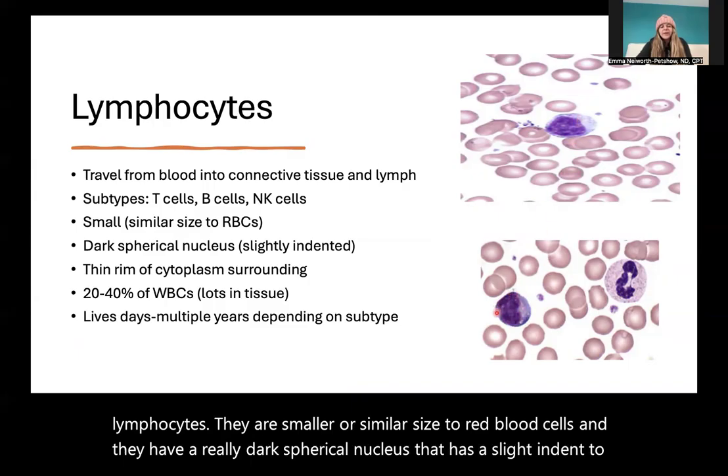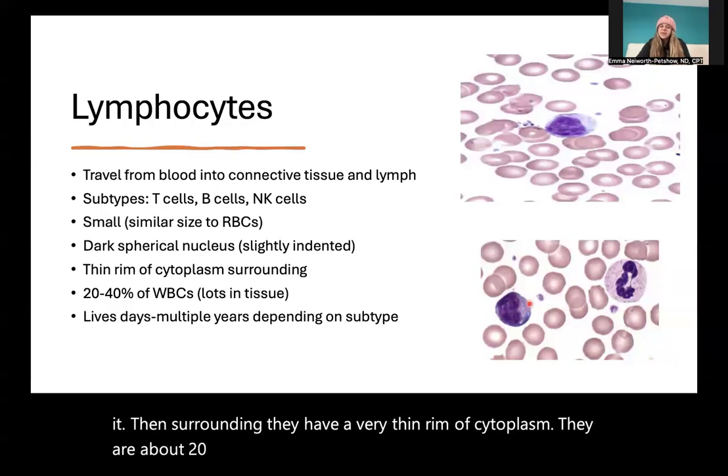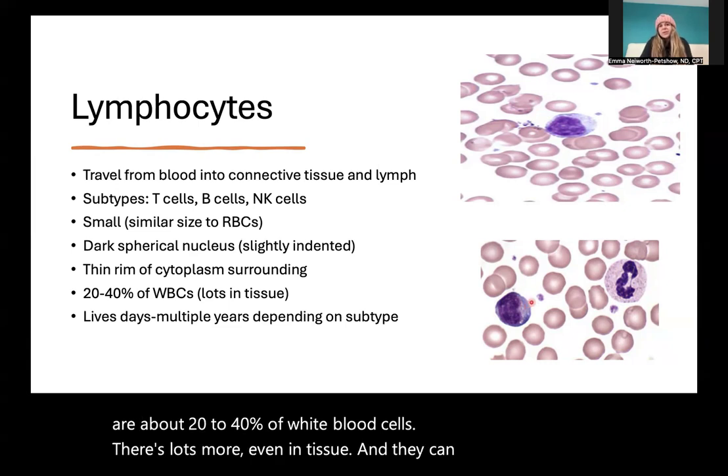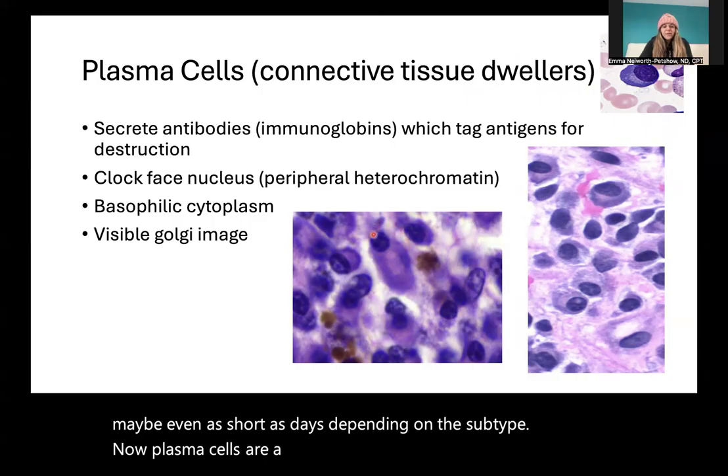Then surrounding, they have a very thin rim of cytoplasm. They are about 20 to 40% of white blood cells. There's lots more even in tissue, and they can live up to years, but maybe even as short as days, depending on the subtype.